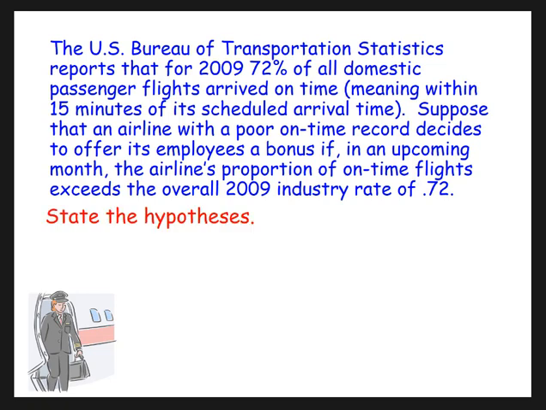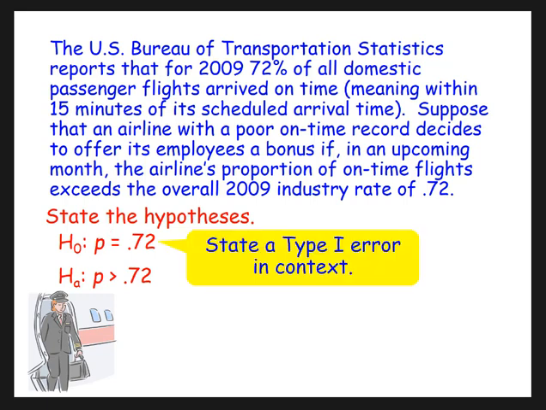So for the null hypothesis, the company is trying to get the rate above 0.72. So the alternative would be the proportion is greater than 0.72. The null hypothesis, of course, is always equal to, but again, we know it really means equal to or less than, but we're saying equal to because that's what we're basing our test on.